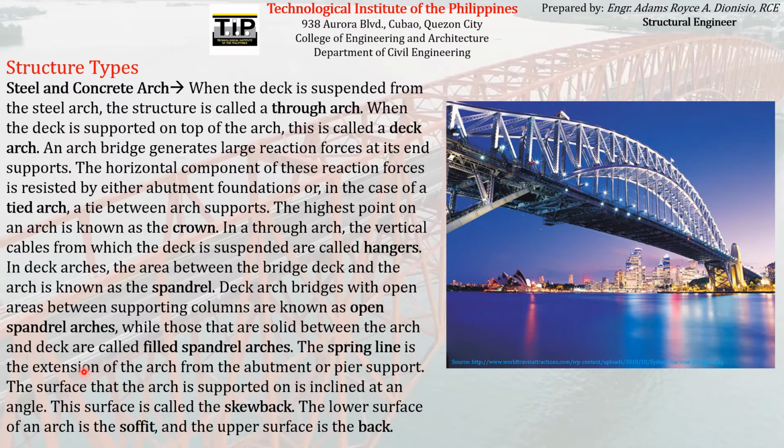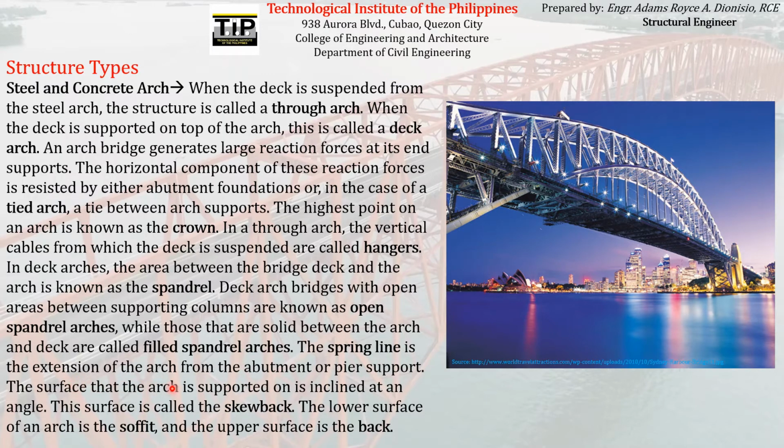The spring line is the extension of the arch from the abutment or pier support. So in this figure, you can see here an extension of the arch. This is the arch, and this is an extension of the arch. That is what we call the spring line, which extends up to the abutment or pier.